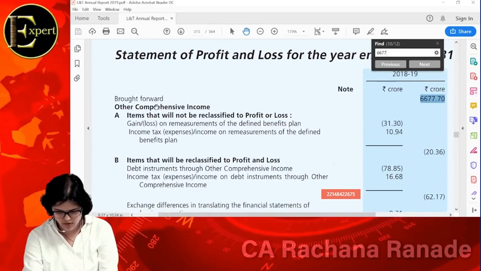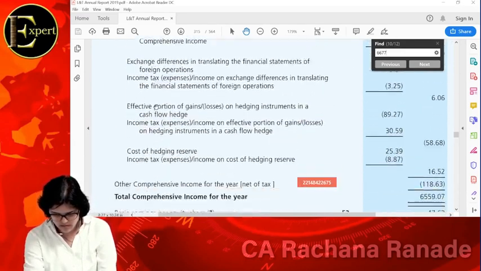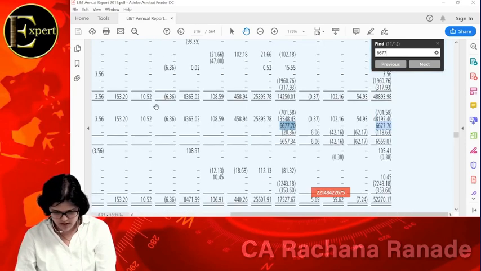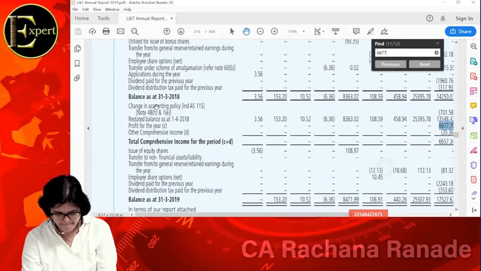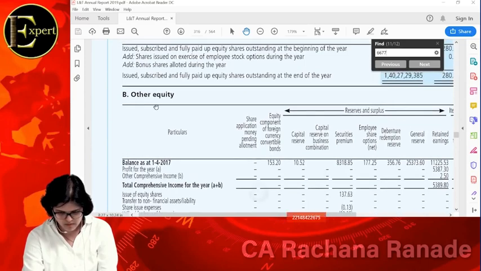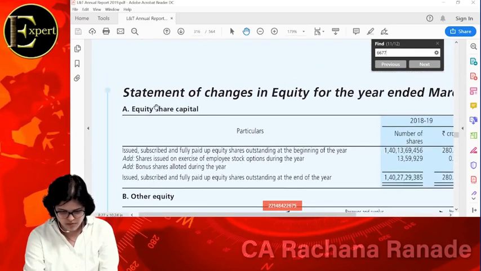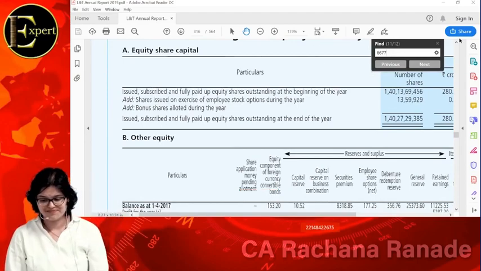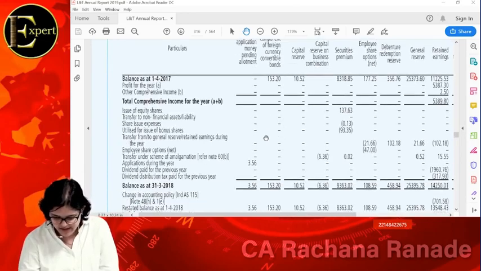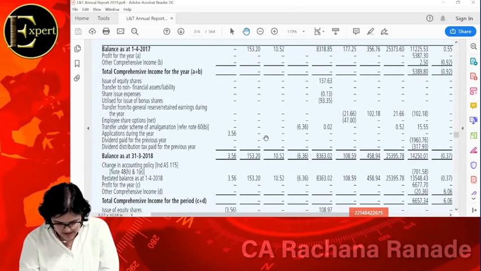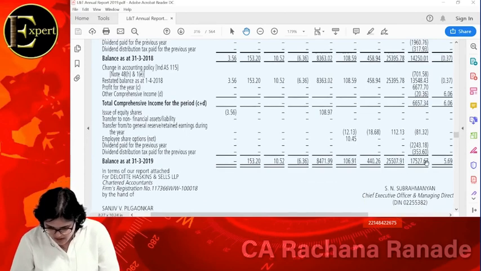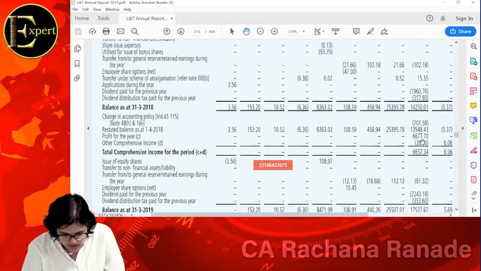I told you na, it will come somewhere here. It has come in OCI. This will be shifted here. Still 6559. See. Oh, okay. In other equity we had 6677. Okay. 17th. I'll tell you what this is now.